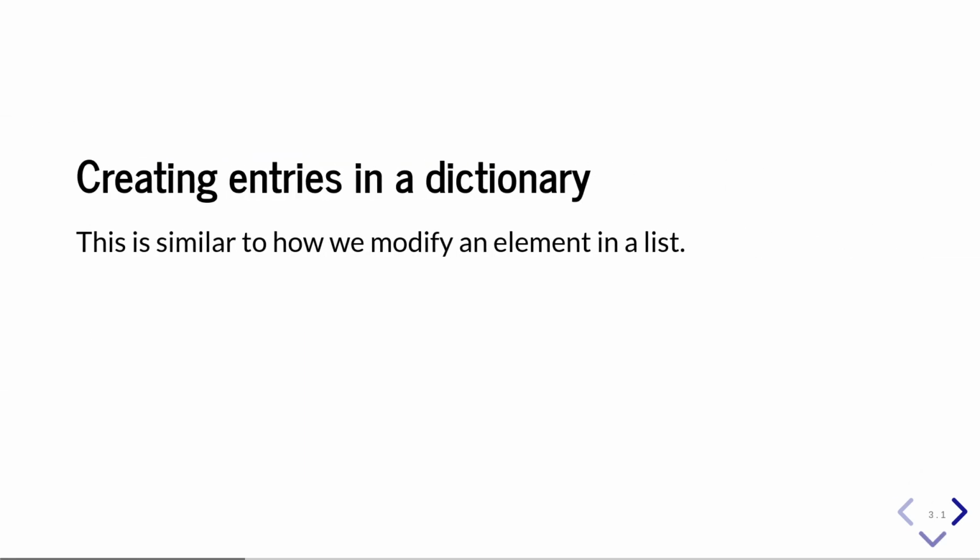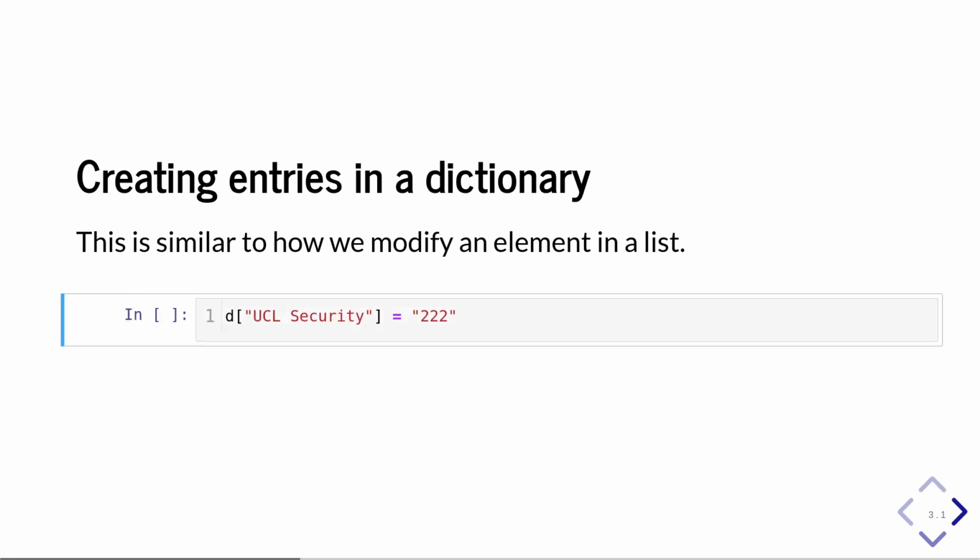You can create entries in a Python dictionary using similar syntax to how you modify an element in a Python list, that is, using square brackets and a single equals sign. At the moment, our dictionary d is empty. If I want to assign the string 222 to the key consisting of the string UCL Security, I put d, then square brackets and my key, then an equals sign, and then the string which I want for my value. When I run this, it won't display anything, but now d contains a key UCL Security which corresponds to the value 222.